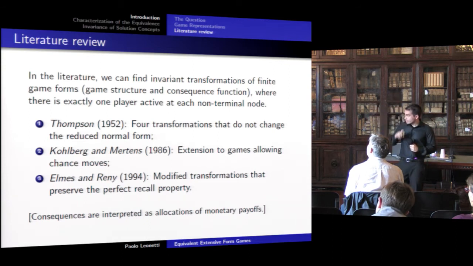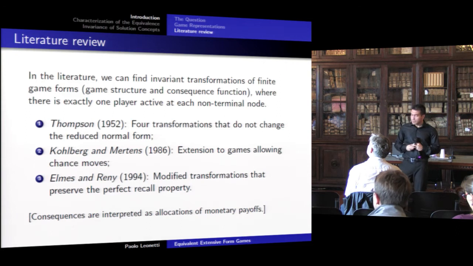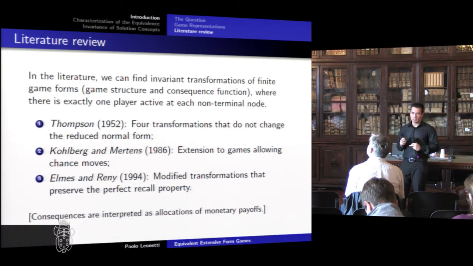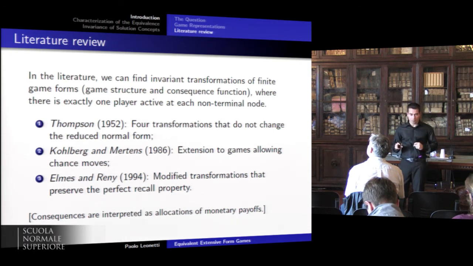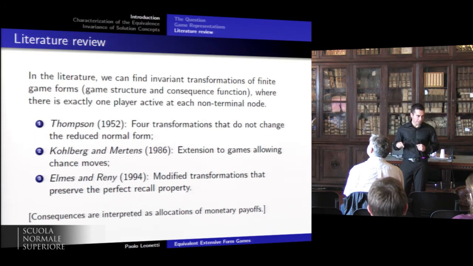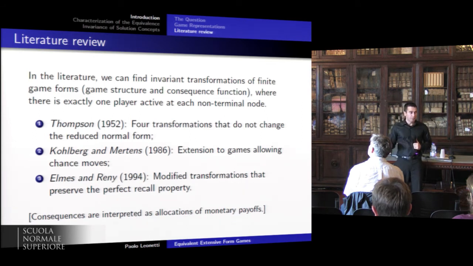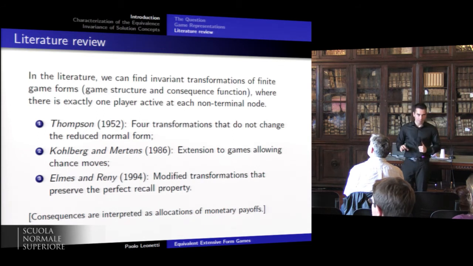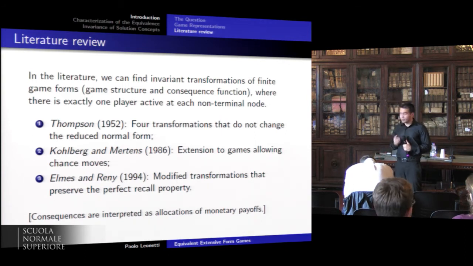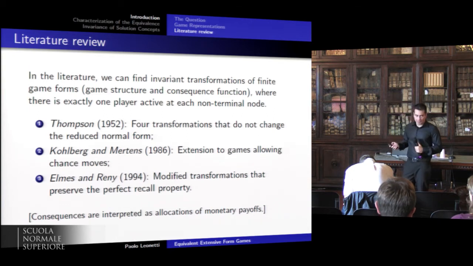Okay. What is done in literature? In literature, we can find invariant information, but only with respect to game forms. That is, game structure together with consequence function. So when we draw the reduced normal form, we don't write the terminal paths in the matrix, but we write directly the consequences associated with these terminal paths. And in literature, there is a seminal paper of Thompson saying that two game forms share the same reduced normal form with respect to consequences if and only if one can be transformed into another one through a sequence of four basic transformations. And later, there were two extensions that we'll see in a few.